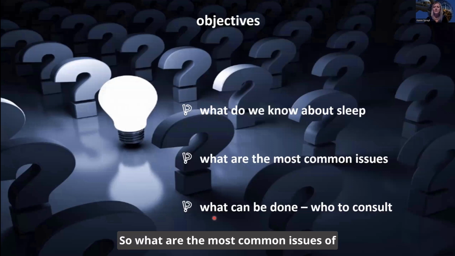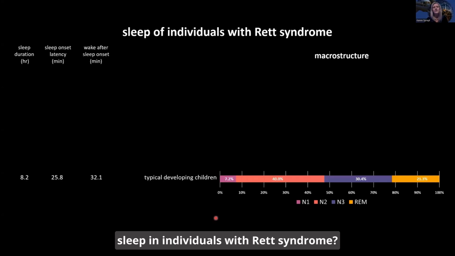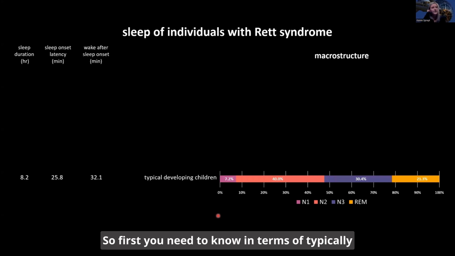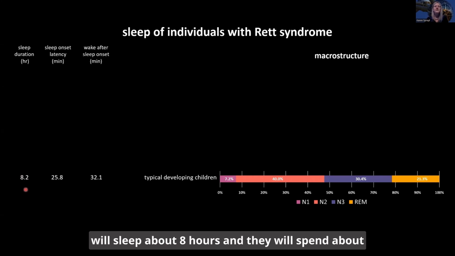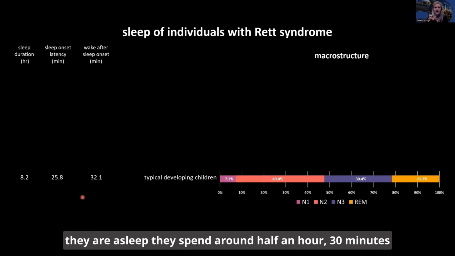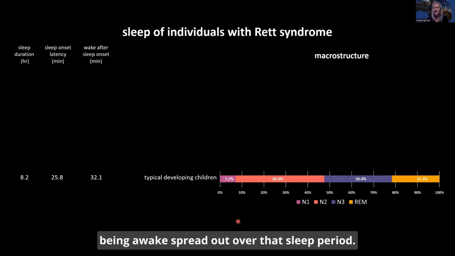So what are the most common issues of sleep in individuals with Rett syndrome? First we need to know, in terms of typically developing children, if they come to the sleep clinic, they will sleep about 8 hours, and they will spend about 25 minutes to fall asleep. And during this 8 hours, they spend around half an hour, 30 minutes being awake, spread out over that sleep period.